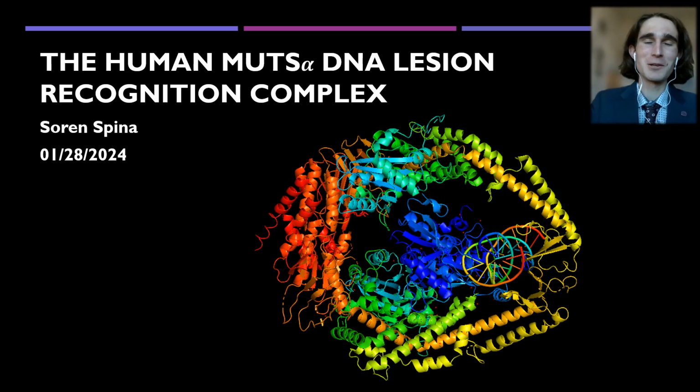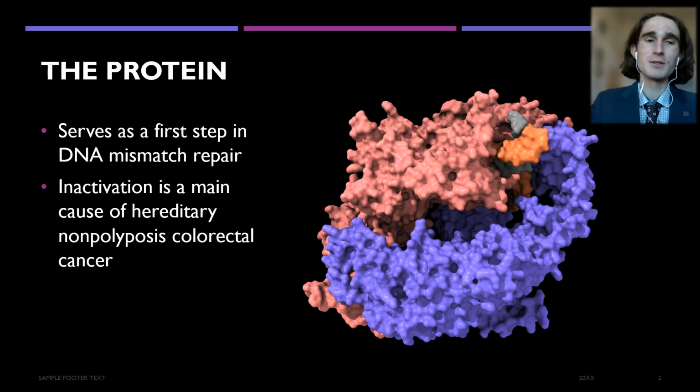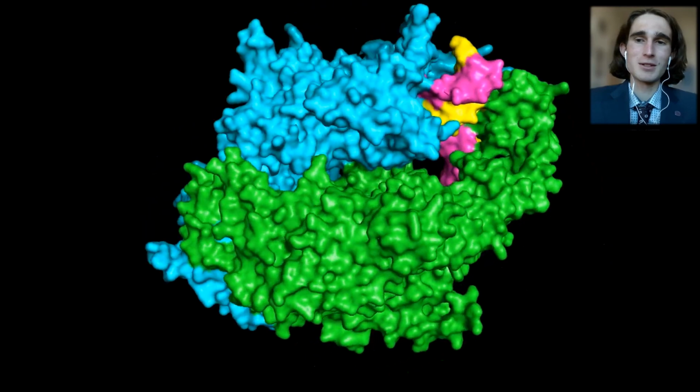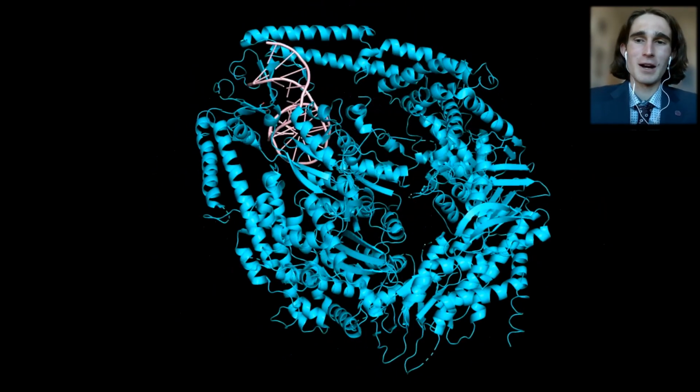I'm very excited to tell you guys about the human MutS alpha DNA lesion recognition complex. This protein serves as the first step in DNA mismatch repair. Its inactivation is a main cause of hereditary non-polyposis colorectal cancer. The MutS alpha complex is made up of two subunits, MSH2 and MSH6. Together, the heterodimer is capable of working in either the 3' or 5' direction.